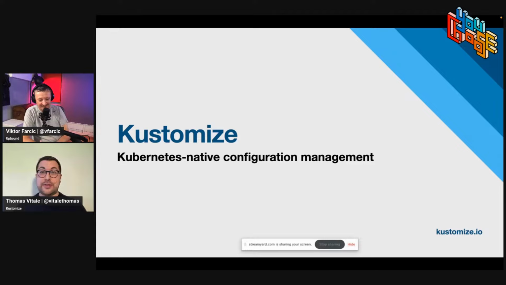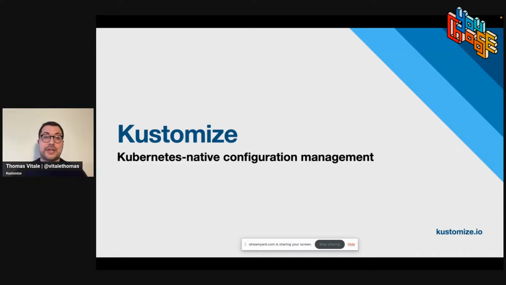So Kustomize is a great tool to manage configuration for applications in a Kubernetes environment. It works with pure and standard YAML. That's why we call it a Kubernetes native solution. It comes as a CLI that you can install, but it's already included in kubectl, so you can use it directly from your Kubernetes CLI.